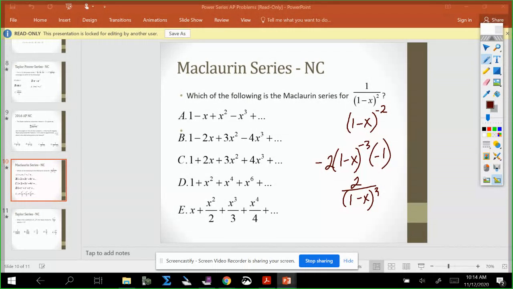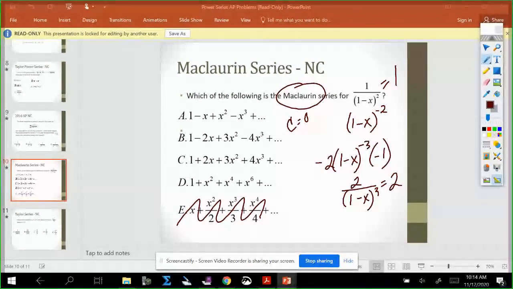So it's a Maclaurin series, which means it's centered at 0. When I put 0 into the original function, I get 1. So my first term is 1, not x, so E is wrong. I actually don't have to go too much further than the next term, because if I put 0 into the next term, I get a coefficient of 2. So my next term should have a positive 2 coefficient.